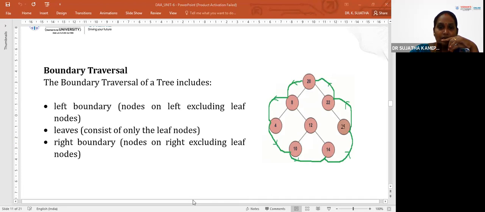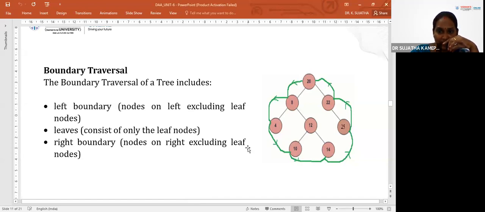In the case of boundary traversal of a tree, first the left boundary, that is the nodes on the left excluding leaf nodes, and then the leaves are visited, that consists of only the leaf nodes, and then it visits the right boundary, that is the nodes on the right excluding the leaf nodes. Like that it visits.